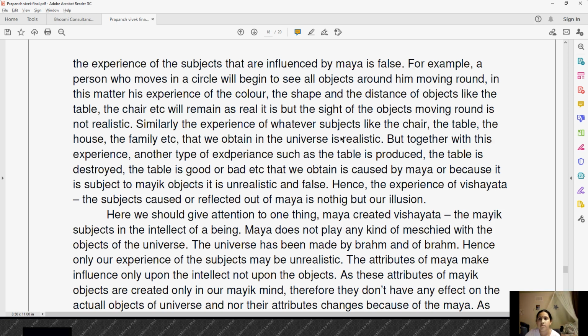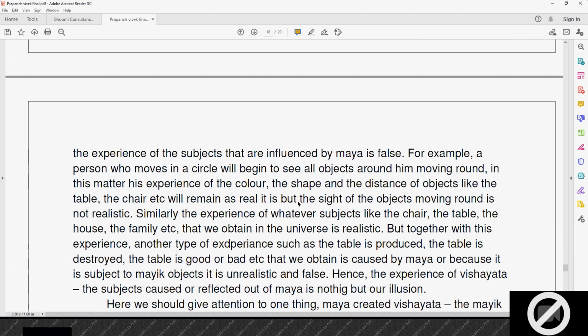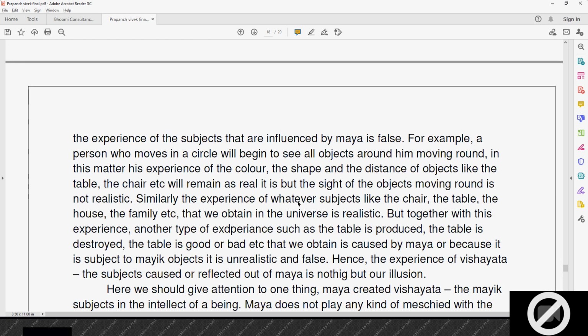Yeah. So Vishaya and Vishayata. We have two terms. Write down this: Vishaya and Vishayata. Vishaya means the object which is the form of Brahma. It will be known as Vishaya. Now, under the influence of Maya, when that object of the world is reflected upon our Maya, and we create an illusionary identity of that same object, that illusionary form of it is known as Vishayata.